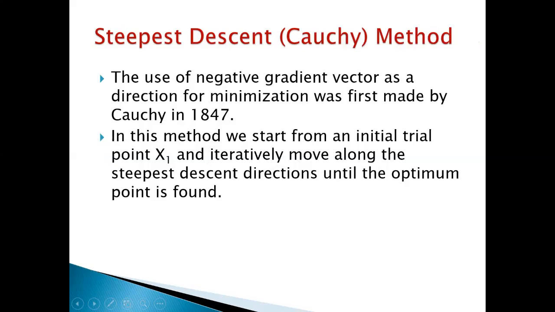The steepest descent method is also called the Cauchy method because it was developed by Cauchy in 1847. In this, again, we start with the initial trial point x1 and iteratively move along the steepest descent direction until we reach the optimal point.